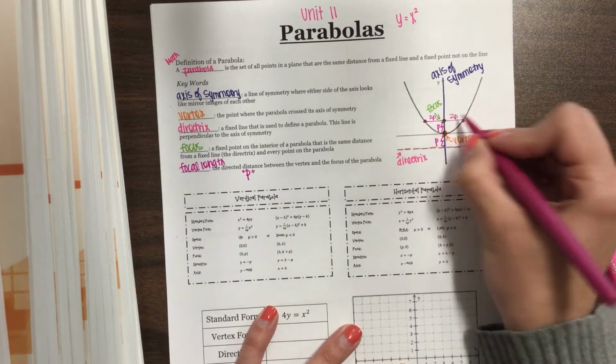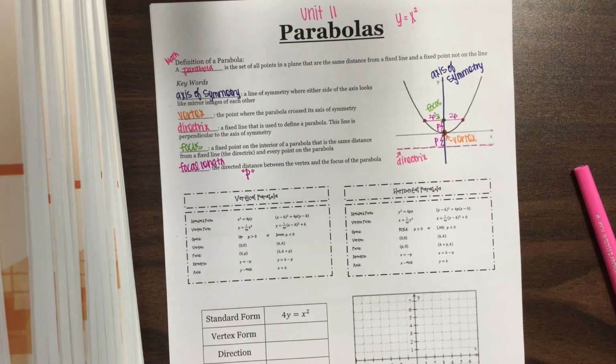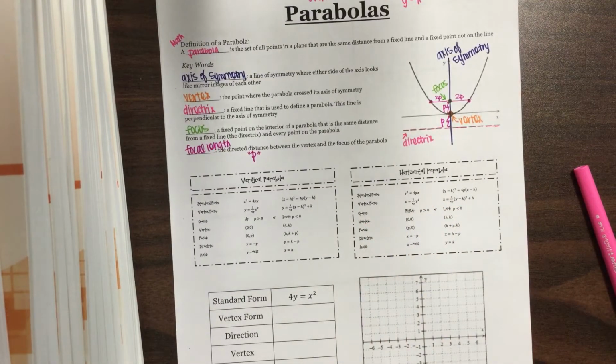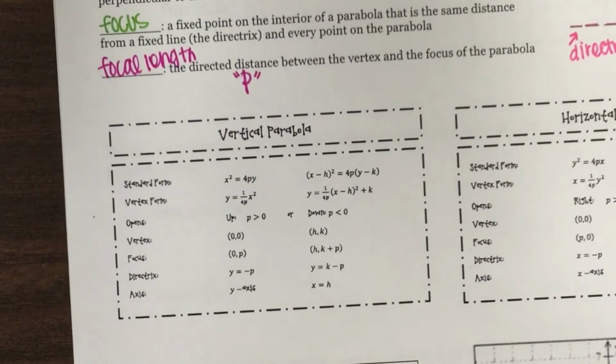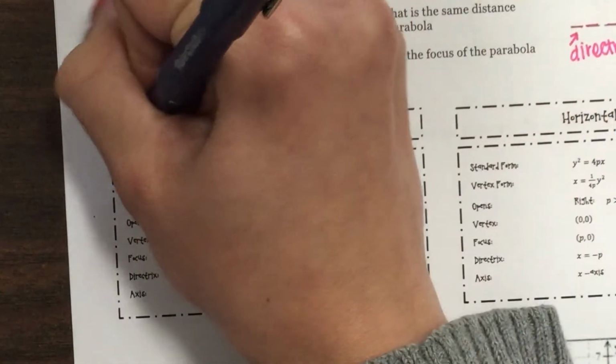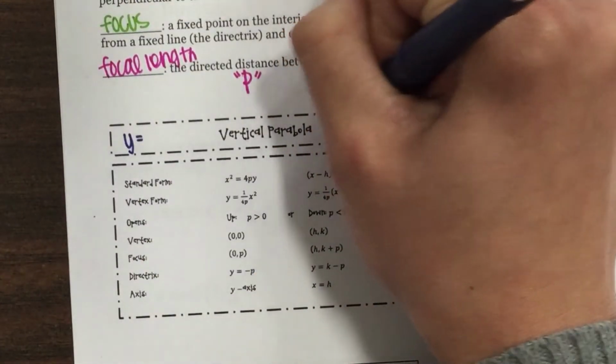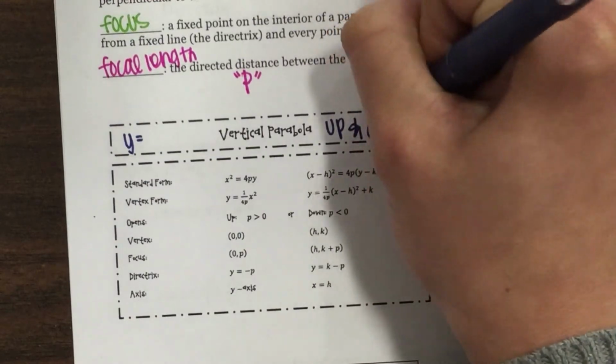That's 2p right there. Okay, so that was a lot of just definitions right there. So we're going to be using two different kinds. We're going to be working with y equals and x equals. The biggest difference between y equals and x equals is y equals is the vertical parabolas. So y equals is up and down.